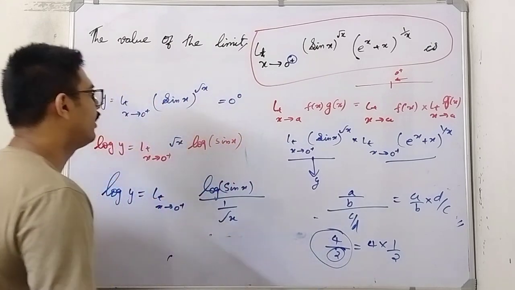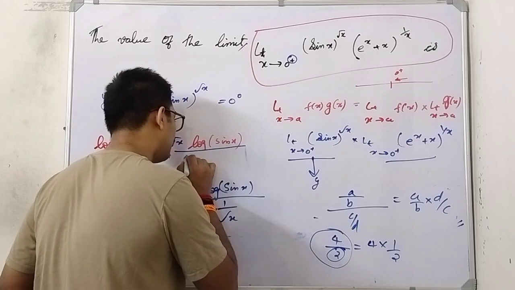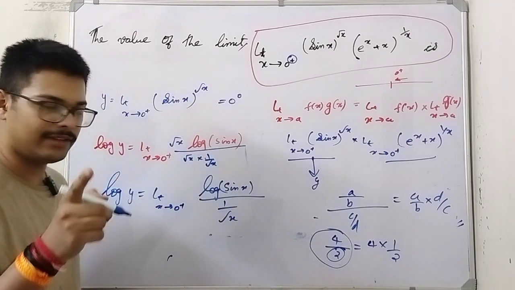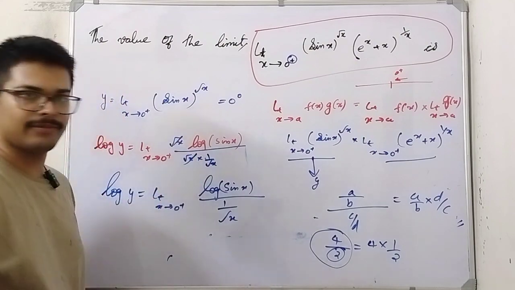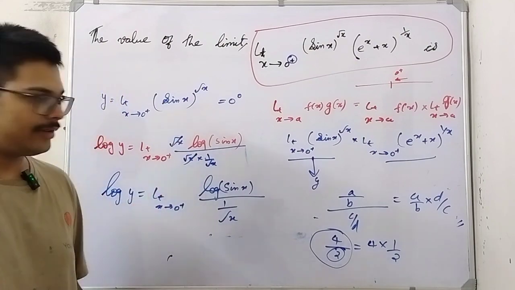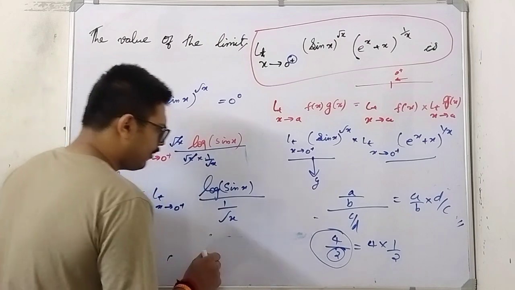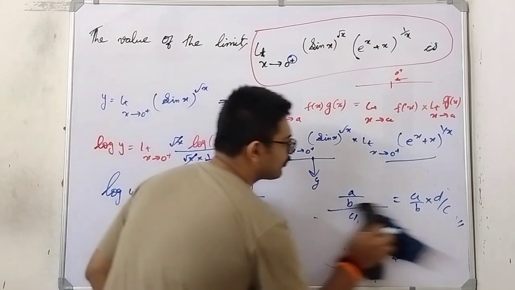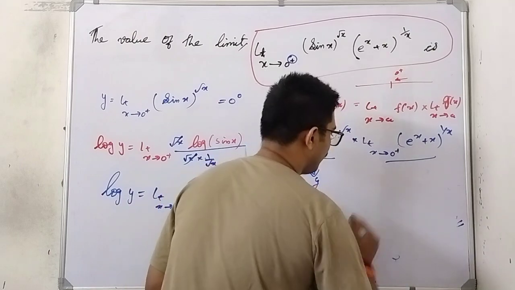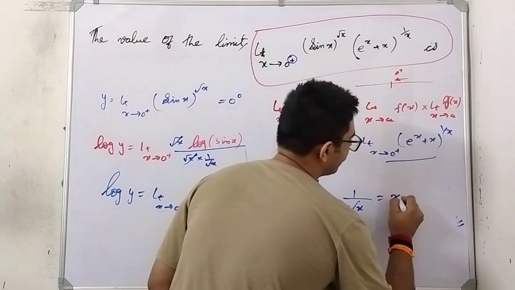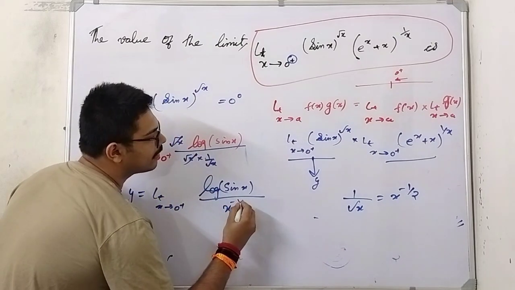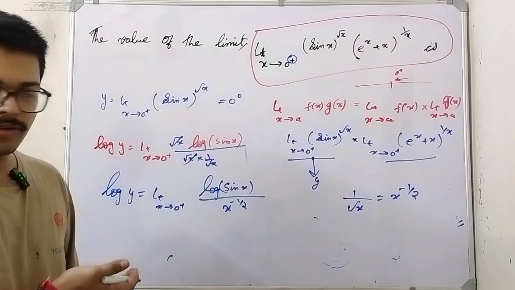Or you can do one thing: just multiply root x into 1 by root x. Will the value change? It won't change the value. Root x cancels. Both will give you the same result. Now, to make my calculation easy, I am writing 1 by root x as x raised to minus half. Now I can apply L'Hospital rule easily.